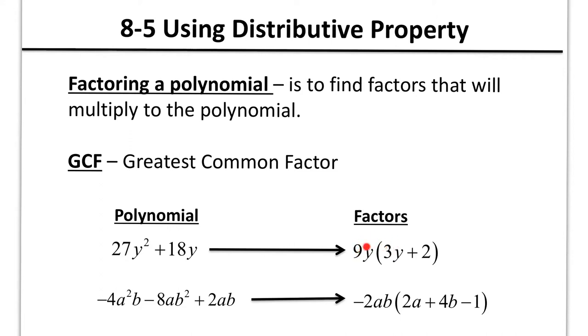If you multiply 9 times 3, that's 27. Y times y, that's a y squared. 9 times 2 is 18, and we only have one y. There's no y over here, so we just have one y. So it's 18y. So if you distribute, you do get this polynomial.